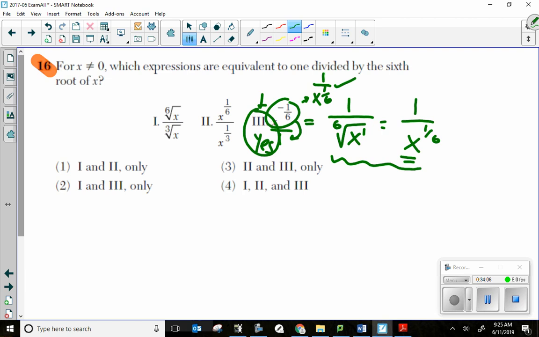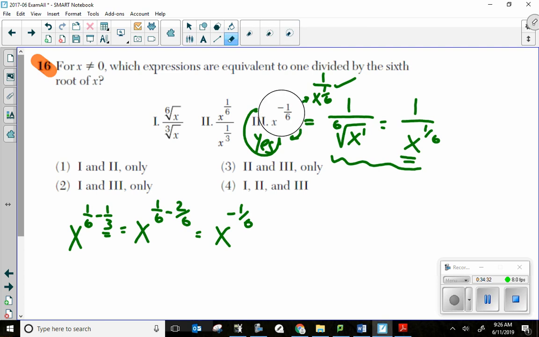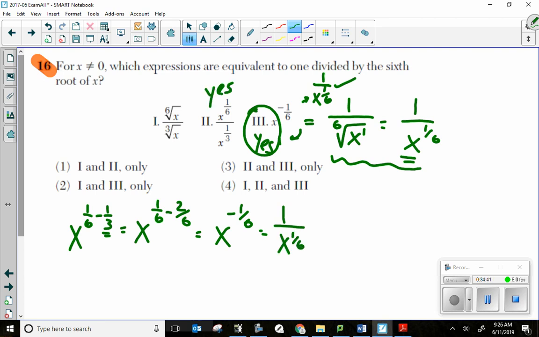All right. For number 2, if I am dividing bases, common bases, I subtract their exponents, don't I? I do. All right. Well, if I have x, it'll be 1/6 minus 1/3. That's the same thing as saying 1/6 minus 2/6. 1/3 is the same thing as 2/6. And that's x to the negative 1/6, which brings us back to what we started with here. And we already know that that does work, which is 1 over x to the 1/6. Okay, so yes, it's also 2 and 3. So I know 2 and 3 got to be in the answer.